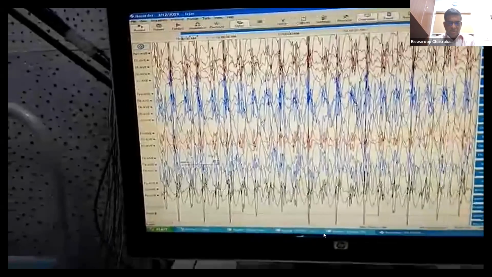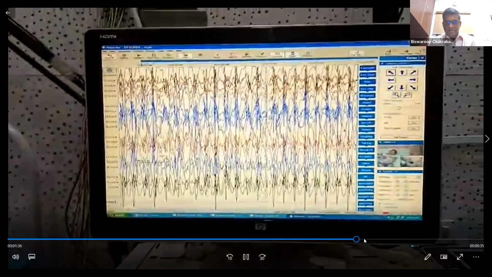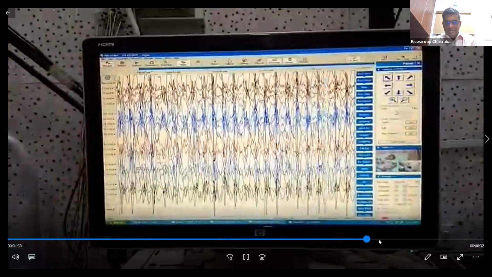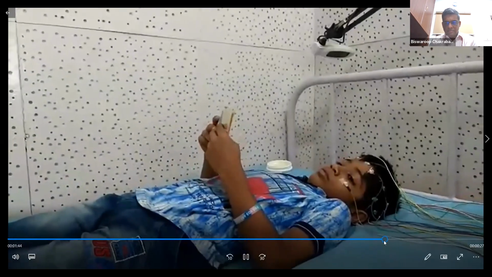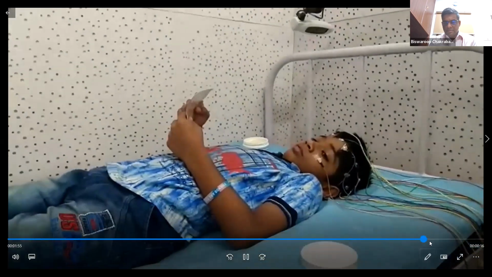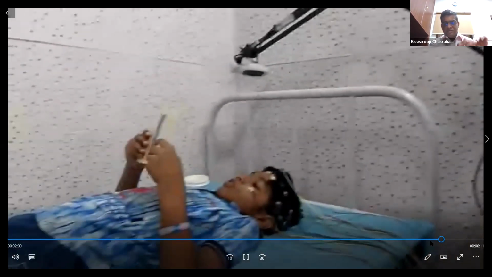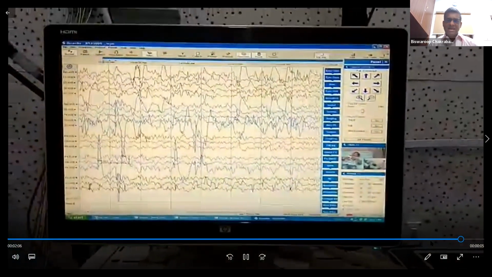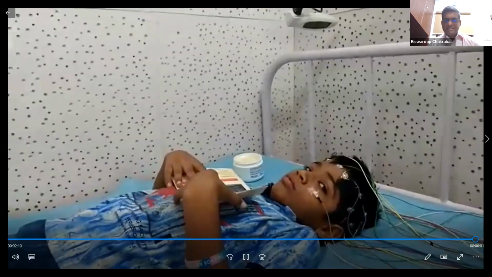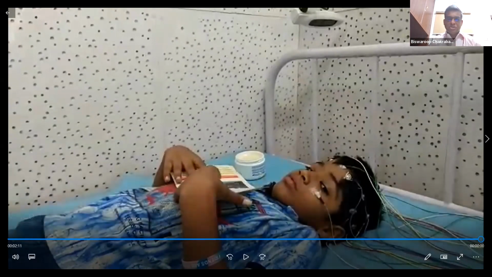Now that you have seen this part, I'll slightly take it forward. As you see, the EEG has normalized, and now look at the child as if he was absent from the world for that point of time, and then he again comes back and starts hyperventilating. So this is the classical clinico-electrographic correlate of a child with childhood absence epilepsy, one of the commonest generalized epilepsy syndromes.